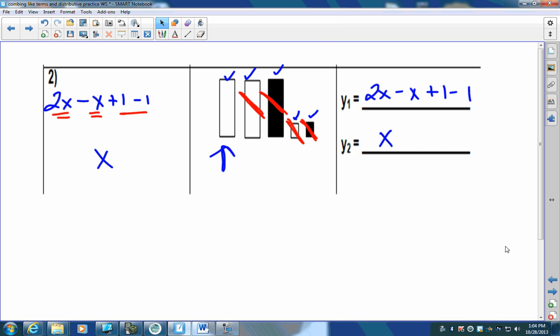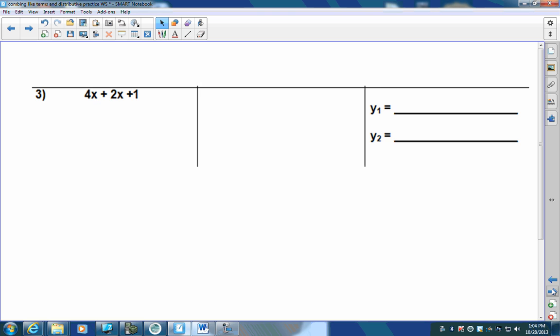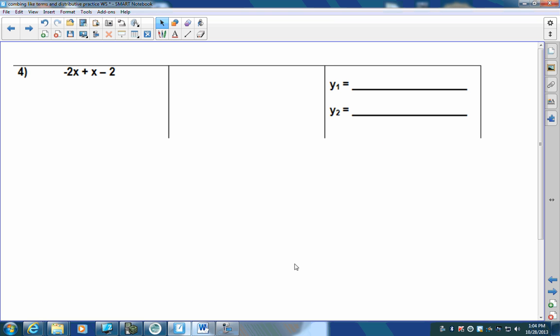All right, let's look at number 4. There we go. There's number 4. Here is my unsimplified expression. I need to draw the tiles. It says negative 2x, so I'll draw 2 negative x's, and then it says plus x. So there's a positive x. Then it says minus 2, which is the same as negative 2.